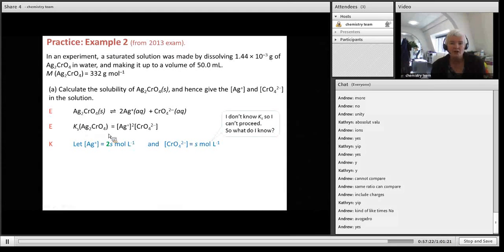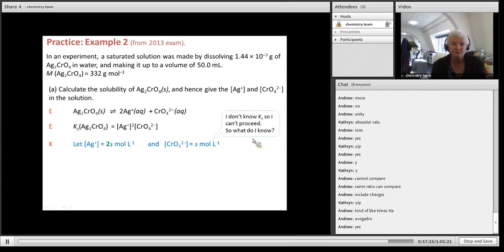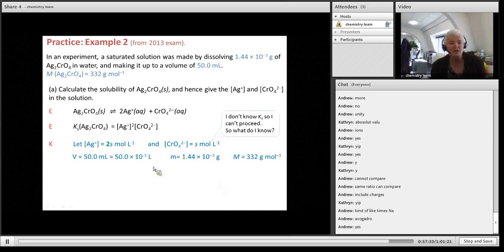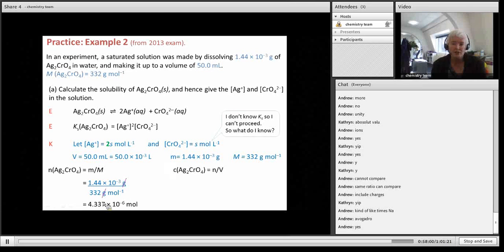So you have to now work out what you do know, and that's what we know, those three things. So there they're repeated. So we've got to think of what formula do we know? Well, we know n is equal to small m over big M, moles is mass over molar mass. So I can work out my moles of silver chromate, and use units to make sure you do the right thing, multiply or divide. So if you weren't sure what your formula was, use the units.